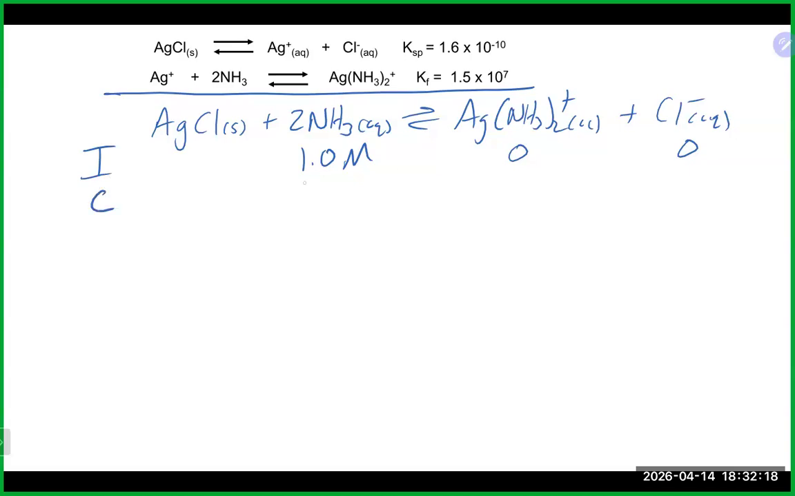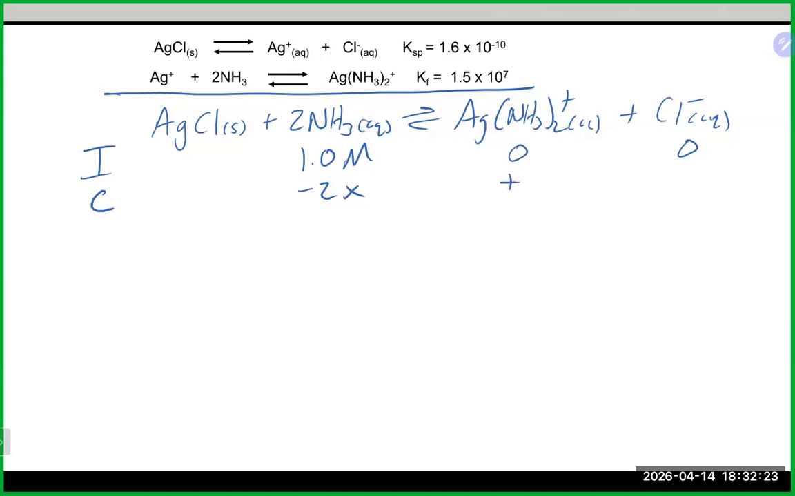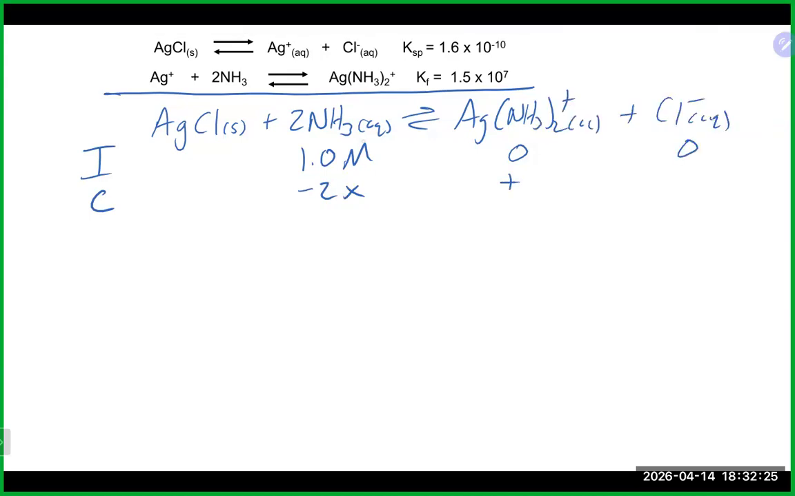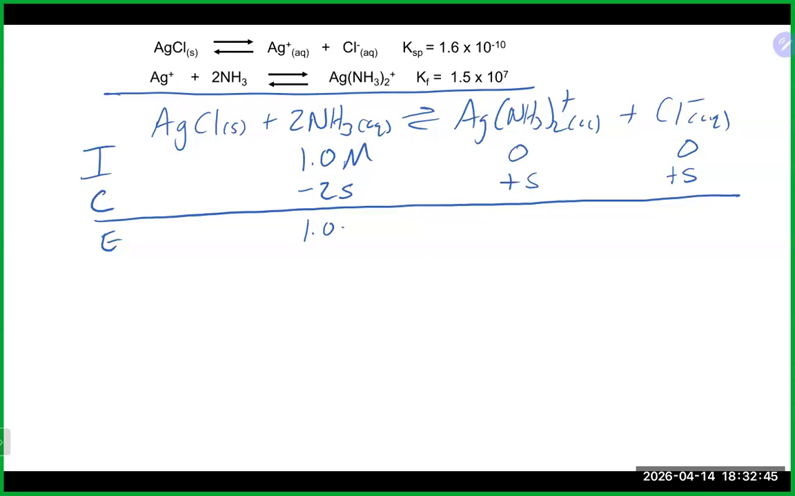Change in this case is going to be minus 2x plus, you could use S since we're doing molar solubility. We'll use the little S there. Remember that we use S here for molar solubility, plus S, and plus S here. That means at equilibrium, we'll end up with 1 minus 2S, S, and S in this case. Any questions on that so far?